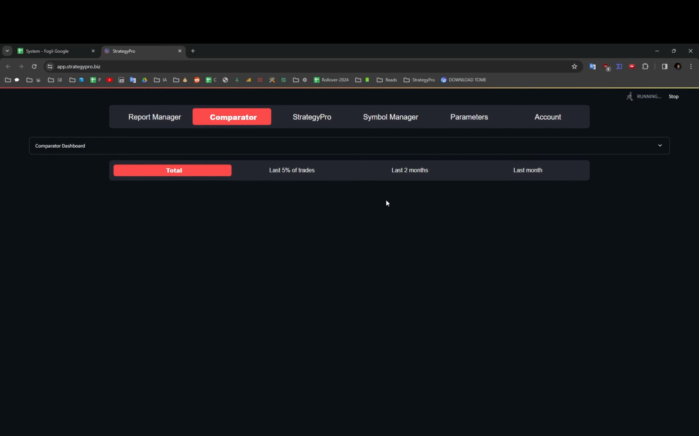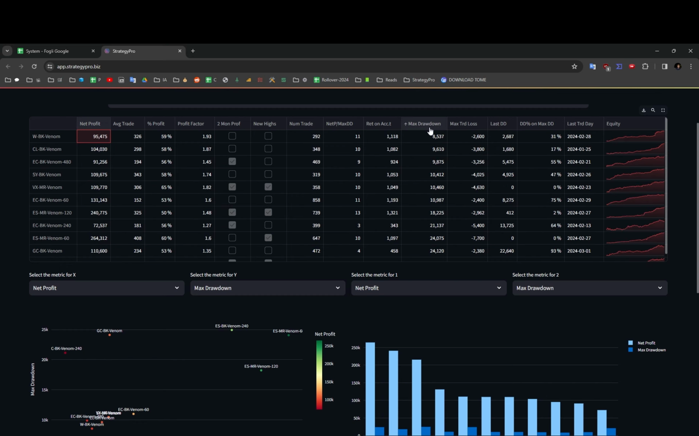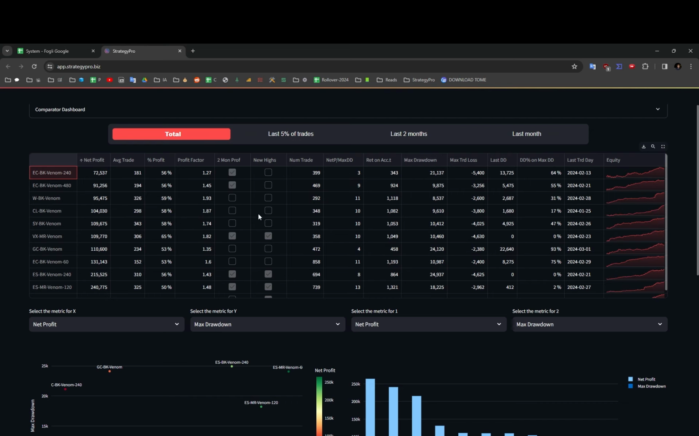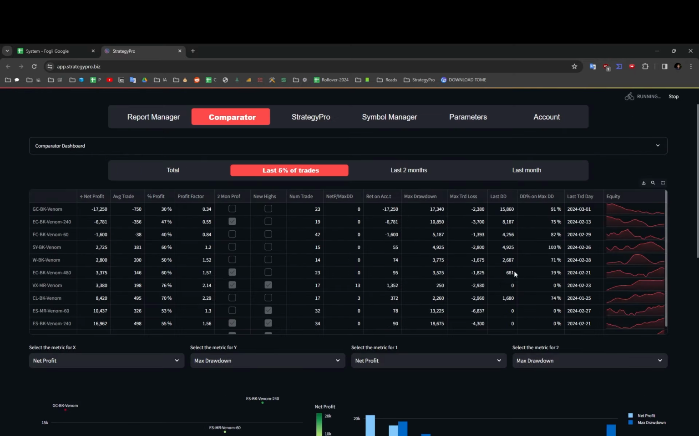From the comparator, we see how the strategies on the S&P 500 naturally performed better with more than $200,000 in profits, but also with higher drawdowns. We also see from the chart how it turns out to be better performing, but also more volatile. In particular, strategies on indices we see grouped in the upper right, while those on currencies and metals in the lower left. The ratio of net profit to max drawdown is very useful here.